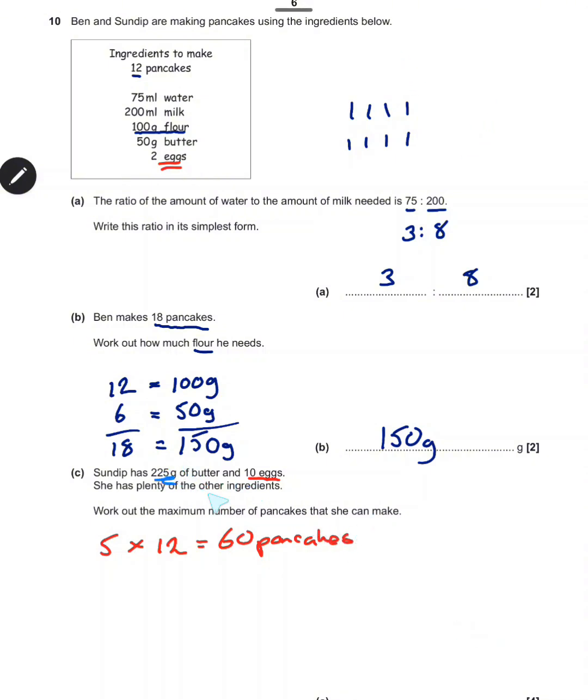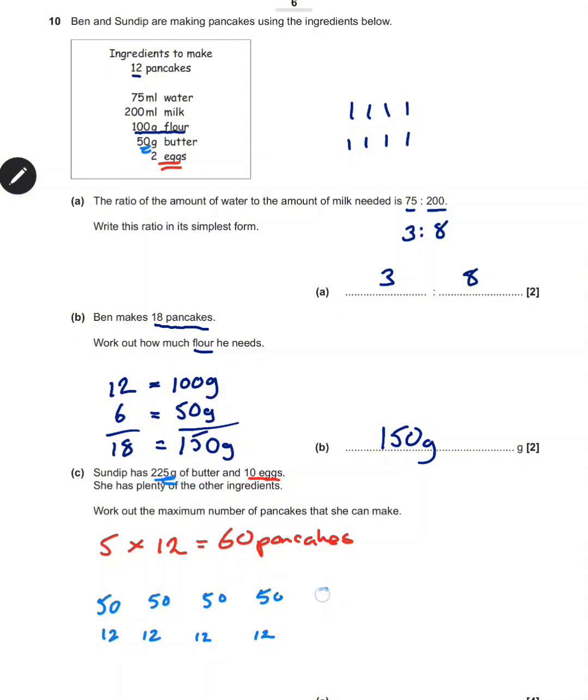Let's have a look at the butter. We need 50 grams of butter for 12 pancakes. Let's see how many we can make. So 50 grams would be 12. Another 50 grams, another 12. Another 50 grams, another 12. Just counting up in 50 grams, that's 50, 100, 150, that's 200 grams.